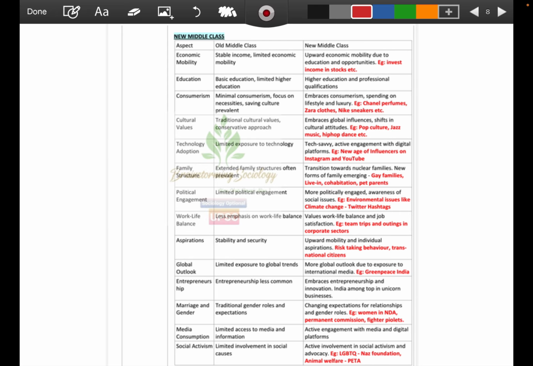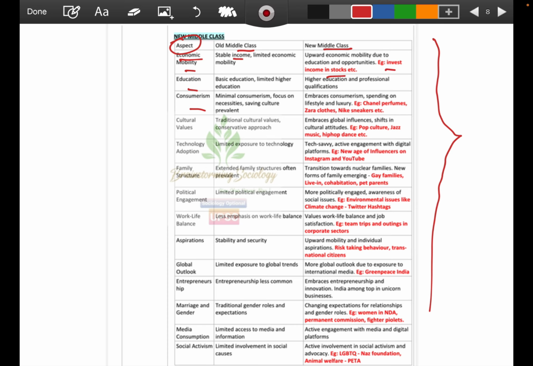Okay, coming to the next, this is one of the chart forms we have used in the static notes only, where you can differentiate between the old middle class and the new middle class on these aspects. You can differentiate on the basis of economic mobility, education, consumerism. In economic mobility, investing income in stocks, so this is the new middle class.